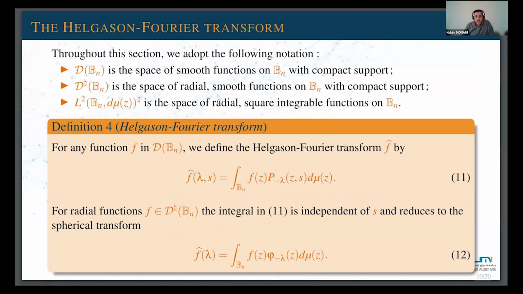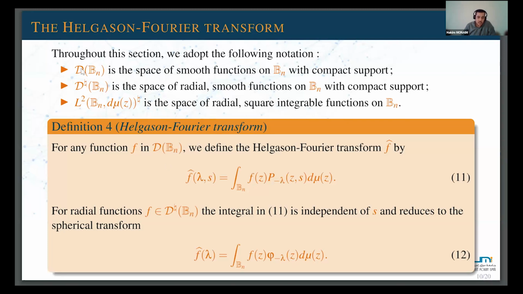Now we have the ability to define the Helgason Fourier transform. Some notation: D(B^n) is the space of smooth functions with compact support, and the natural D_rad(B^n) is the space of radial smooth functions with compact support, and this space is dense in the space of radial square integrable functions on the unit ball.